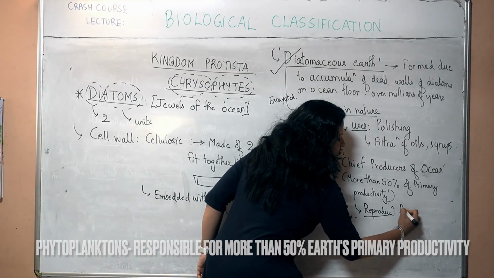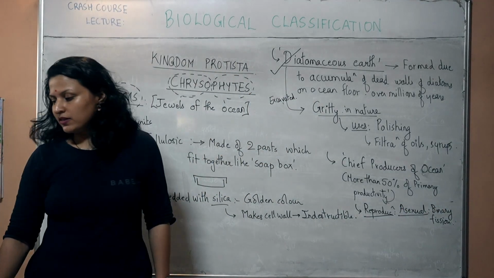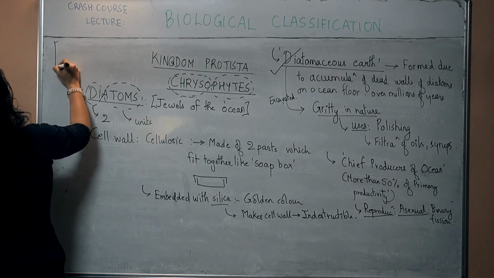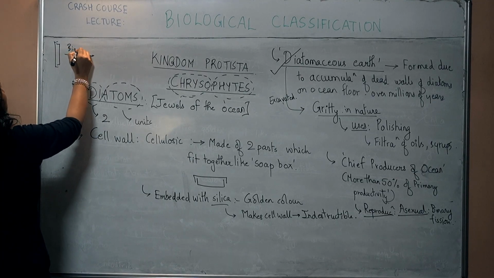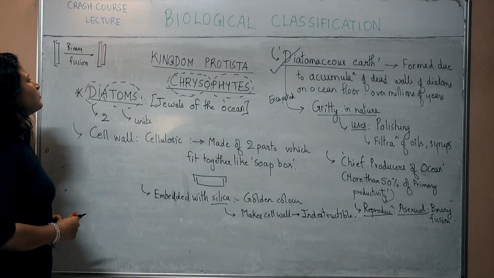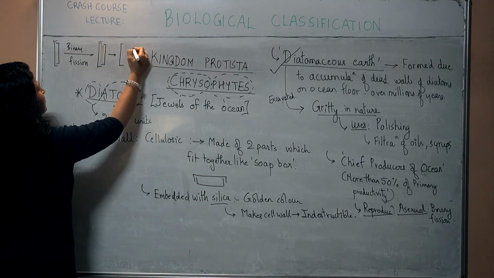Reproduction: asexual reproduction, mainly by binary fission. Their binary fission method is very interesting. I will show you what happens. Suppose this is one diatom. If it is undergoing binary fission, see what is happening. This is the new wall that they have formed, and eventually these will separate.